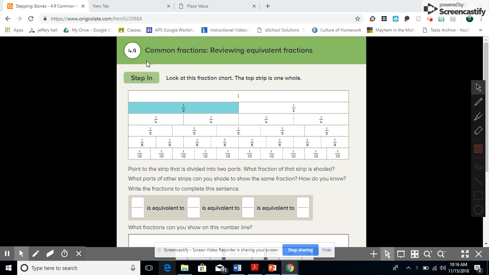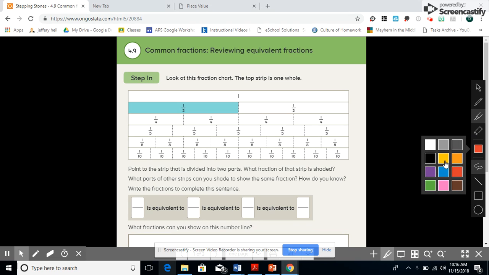This is Stepping Stones lesson 4.9. We're still reviewing common fractions and we are reviewing equivalent fractions. It says, look at this fraction chart. The top strip is one whole. Point to the strip that is divided into two parts, this one. What fraction of that strip is shaded? 1/2. What parts of other strips can you shade to show the same fraction, and how do you know?